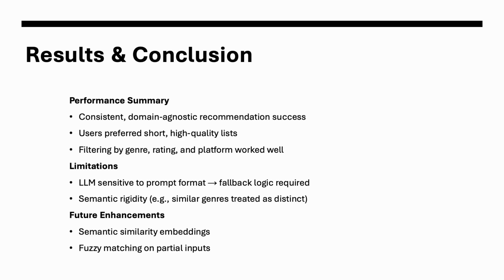Our system delivers consistent domain-agnostic recommendations, and user feedback confirms that the concise, high-quality top 5 lists were preferred. The filtering mechanism by genre, rating, and platform proved effective in honing in on relevant items. However, we have observed two main limitations. The LLM can be sensitive to subtle prompt changes, requiring fallback logic, and semantic rigidity causes closely related genres to be treated as distinct.